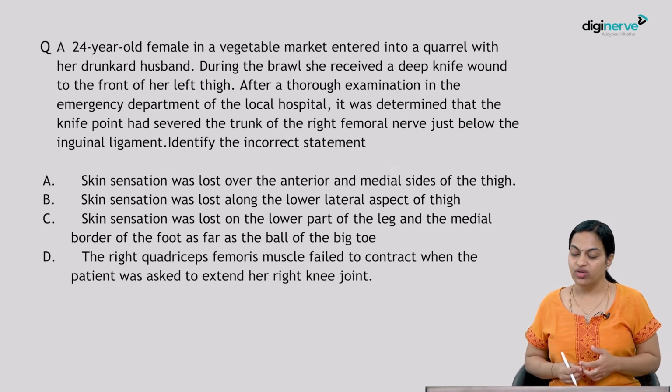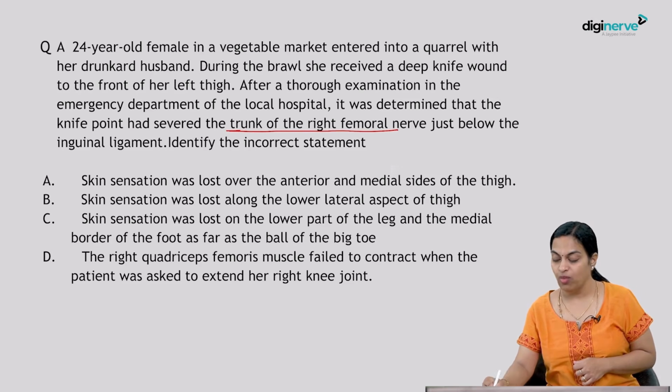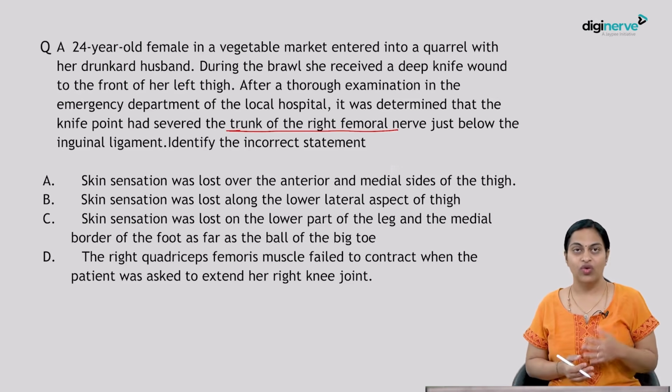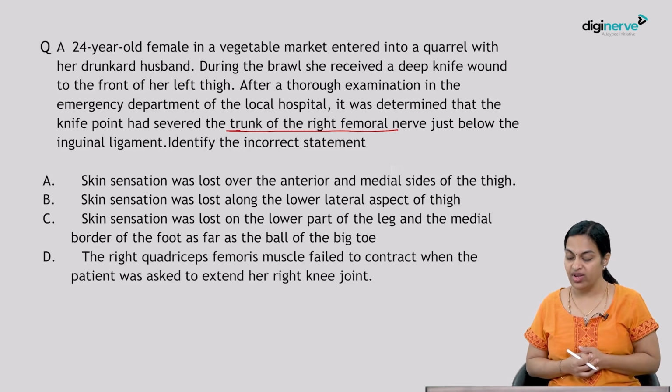A 24-year-old female in a vegetable market entered into a quarrel with her drunkard husband. During the brawl, she received a deep knife wound to the front of her left thigh. After a thorough examination in the emergency department of the local hospital, it was determined that the knife point had severed the trunk of the right femoral nerve. So if the trunk is cut, then yes, the further branches are also involved, right?